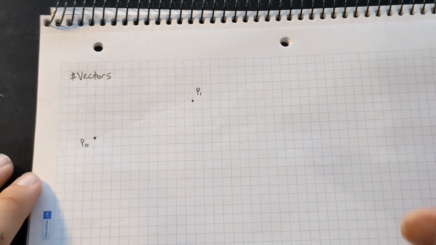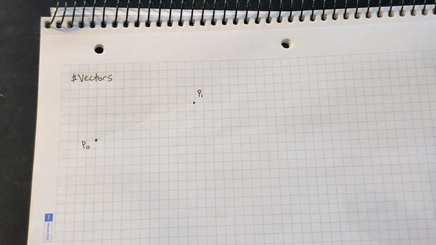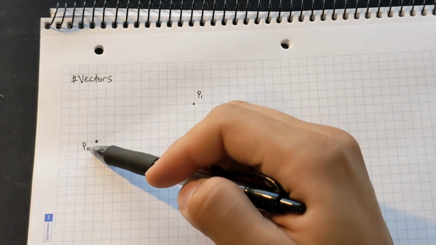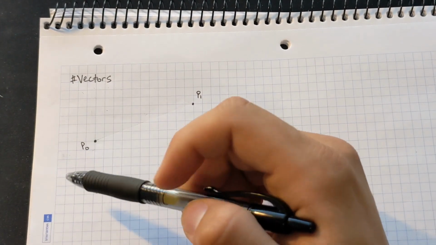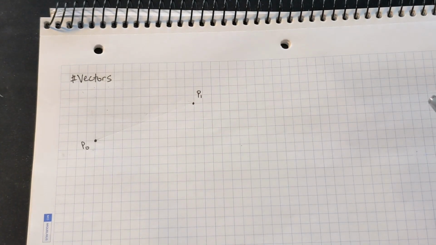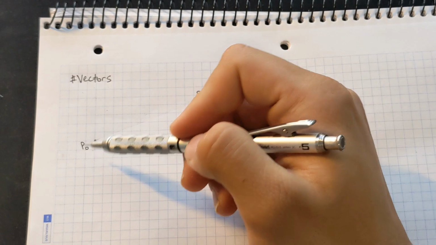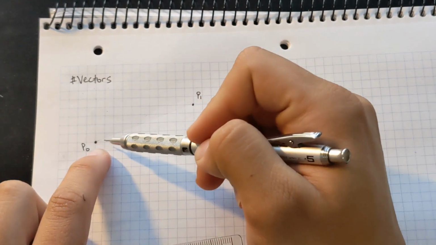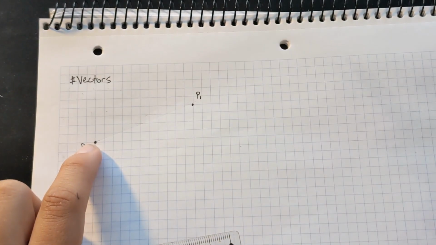Suppose I exist on this two-dimensional flat universe, and I exist right here at point 0 in space, and I need to get all the way over to point 1. How do I do that? What directions do I give an ant or a person in this flat land to go from here to here?